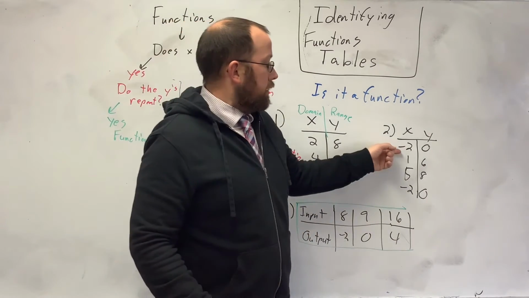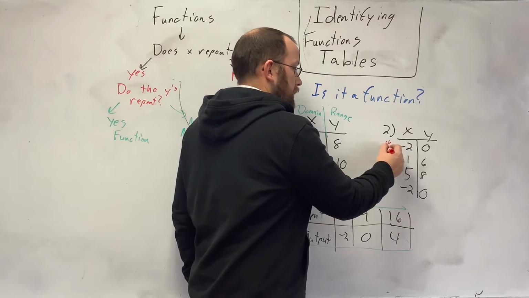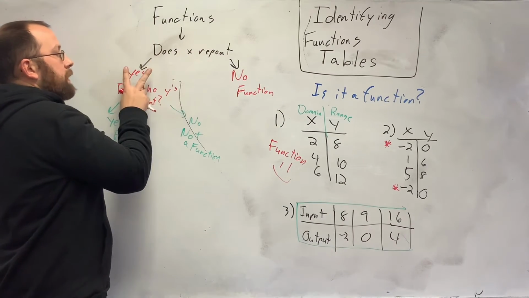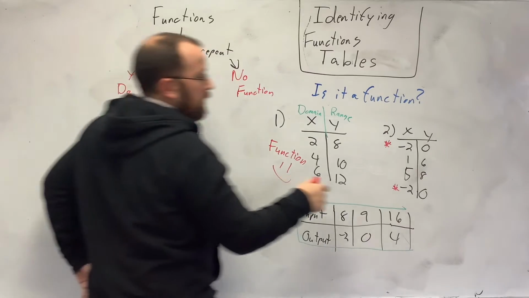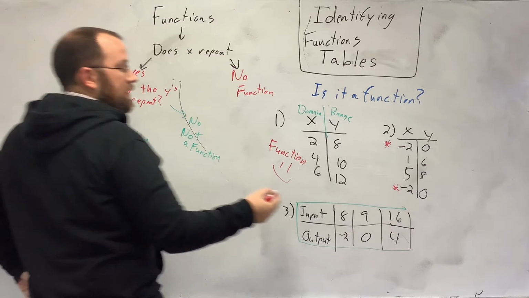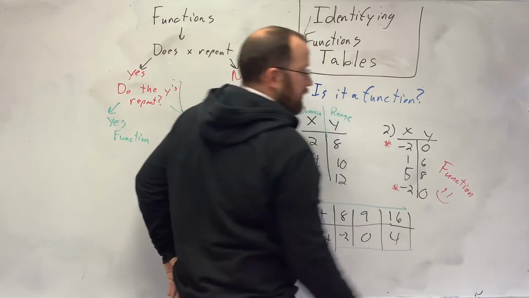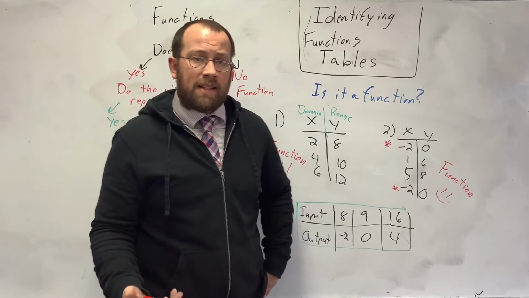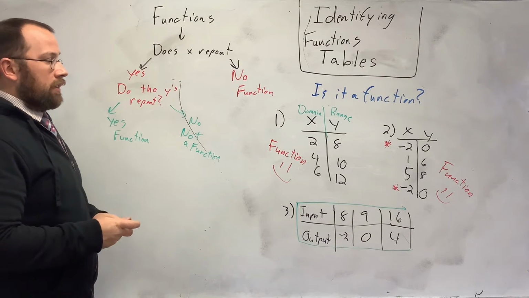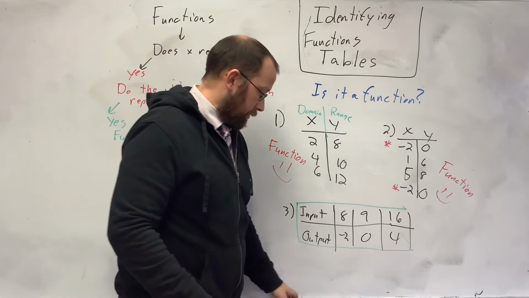This one, do the x's repeat? -2, 1, 5, and -2. Yes, they do. So I have two -2's. So follow my chart. The x's repeat? Yes. Do the y's repeat? -2, 0, -2, 0. Yes, they do repeat. This is also a function. Do not immediately think just because the x's repeat that it is not a function. You have to finish the chart and see if the y's repeat. All right, those y's repeated, so it's still a function. They just had -2 in there twice. 3, 2, 0 in there twice.